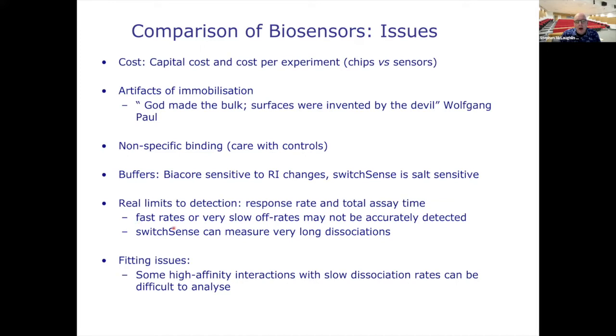And so obviously, if you're using the other instruments, there will come a point where you won't be able to measure that rate, because the response rate of the instrument isn't fast enough. But we'll see how you can analyze that fast on, fast off data later on. And we'll mention again that there are fitting issues. If you've got very, very slow dissociation rates, that can sometimes be very difficult to analyze.